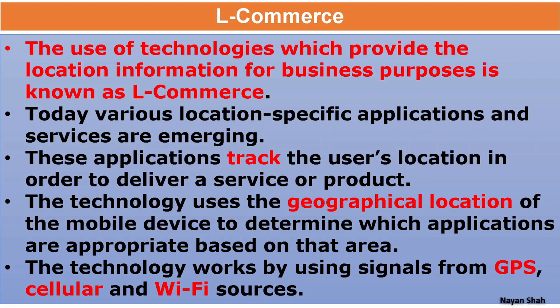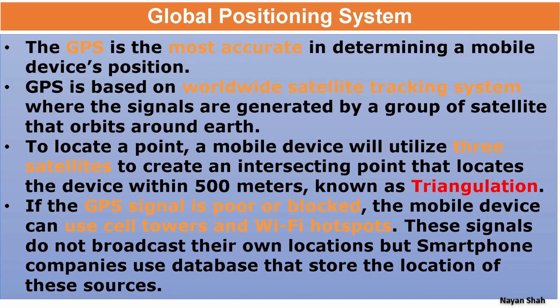That is called triangulation. The Global Positioning System, GPS, is the most accurate in determining a mobile device's location or position. GPS is based on a worldwide satellite tracking system where signals are generated by a group of satellites that orbit around Earth. To locate a point, a mobile device will utilize a minimum of 3 satellites to create an intersecting point, and that locates the device within 500 meters, known as triangulation. Now, it is not even within 500 meters. We are getting accuracy of around 10 meters.